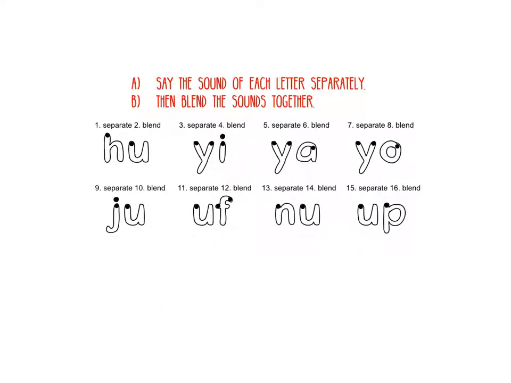Now we'll go over the blending for this booklet. Let's read the directions first. Say the sound of each letter separately, then blend the sounds together. H, h. Y, I, yeah. Y, a, ya.